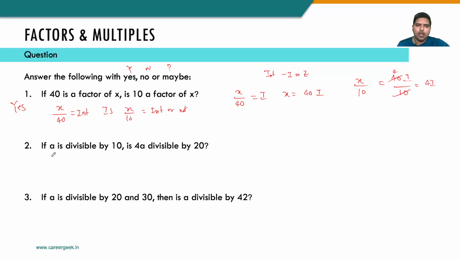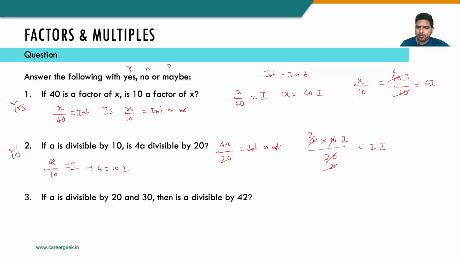Okay. If a is divisible by 10, so this is a statement that means a upon 10 is an integer for sure, or a is 10 into I. Question is, is 4a upon 20 an integer or not? So let us substitute. 4a is 40 into I upon 20. So this cancels twice and this cancels twice. What we get is 2i. Yes, we are getting an integer. So that means 4a upon 20 is an integer for sure. So 4a is divisible by 20. So the answer is yes for this.